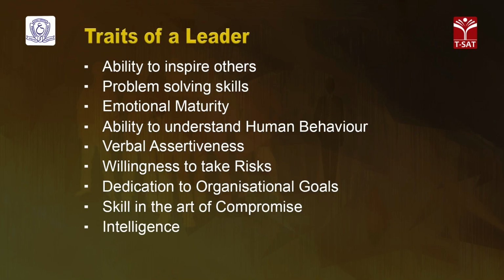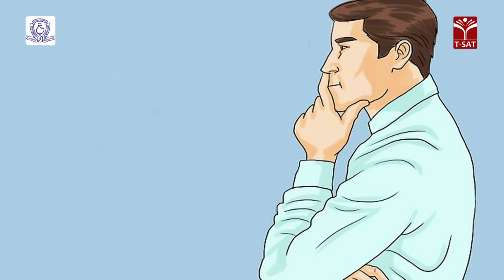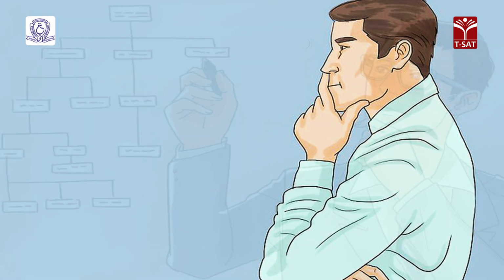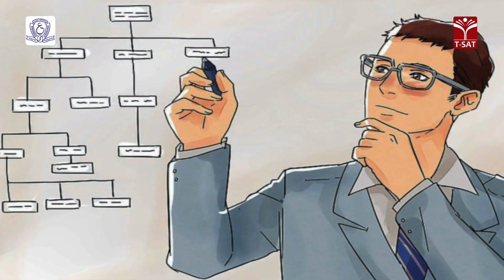Next, intelligence. A leader needs to be intelligent enough to analyze the pros and cons of a situation and take a decision accordingly. He also needs to have a vision and foresightedness so that he can predict the future impact of the decisions taken by him.